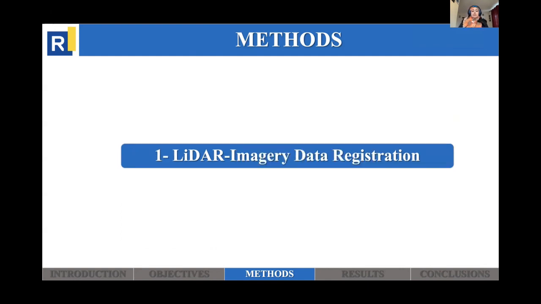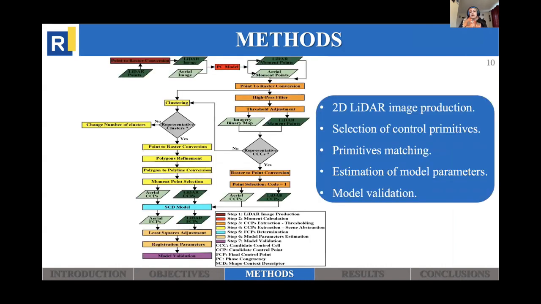Regarding the data registration, this is the flow chart that explains in detail the steps that were taken to achieve the registration process. Mainly, 3D LiDAR point clouds are converted to 2D LiDAR images. Then control primitives are selected, then they are matched together, then the registration model parameters are estimated. Finally, the registration model is validated.